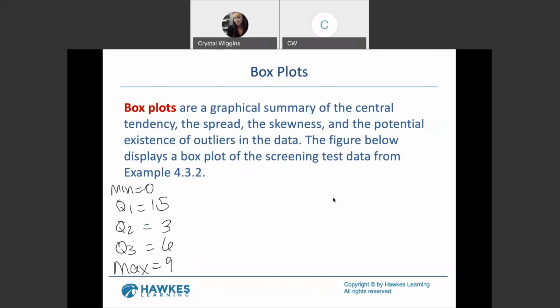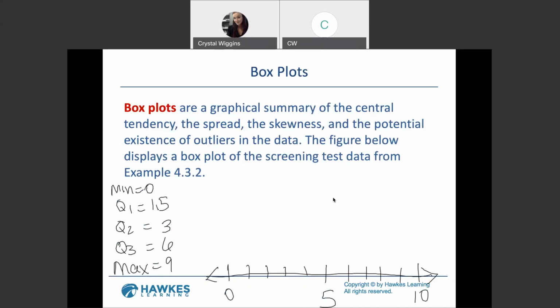So if we wanted to draw a box plot for this data set, the number one thing we have to do first is create a number line. And the number line needs to at least extend from the min to the max. I'm going to go 0 to 10 to make it nice and even. 1, 2, 3, 4, 6, 7, 8, 9.